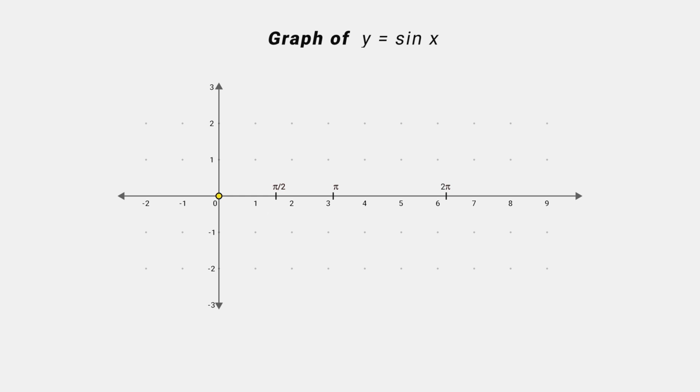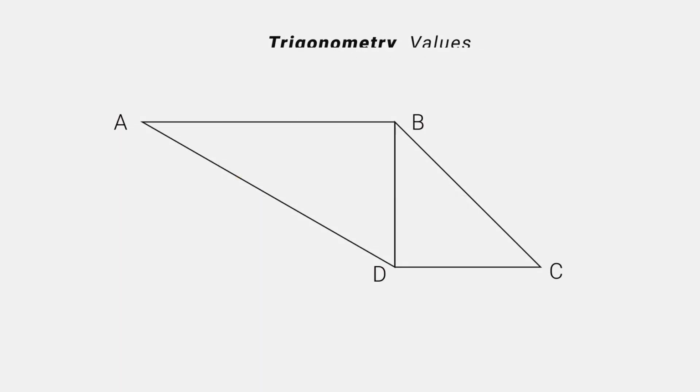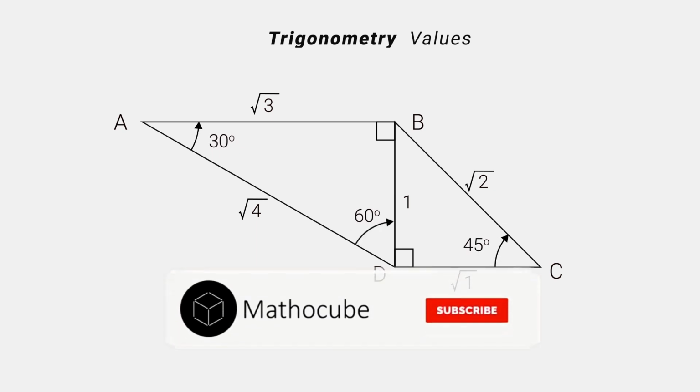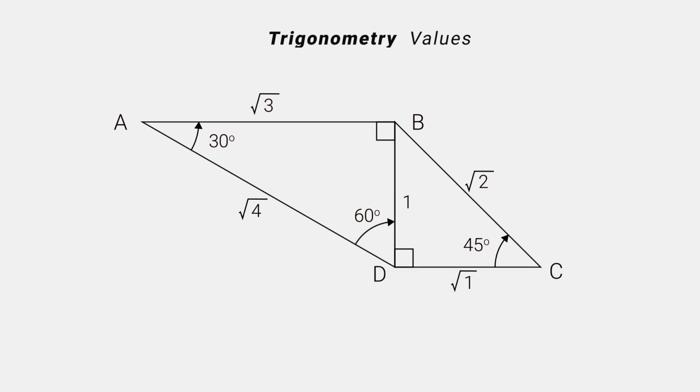When x is 0, then sin x is 0. When x is 30 degrees, sin x is half, and so on. You don't have to remember all this, just remember this quadrilateral whose sides are square root 1, square root 2, square root 3 and square root 4, and its angles are 30, 45 and 60 degrees. With the help of this, you can find every value.